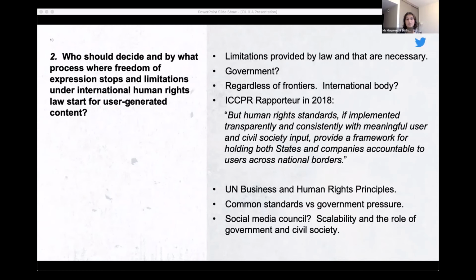Commentators suggest that human rights standards hold the answer, that if implemented transparently and consistently with meaningful user and civil society input, the standards, human rights standards, provide a framework for holding both states and companies accountable to users across national borders. So to quote Berenice, no legal vacuum here as well. Okay, but how? How does that work practically?